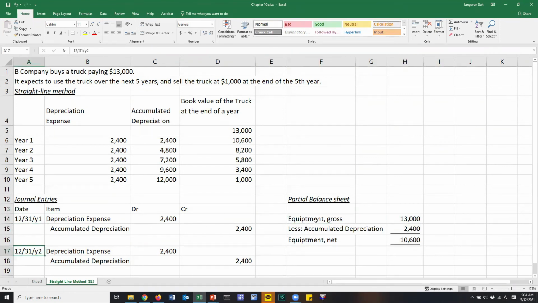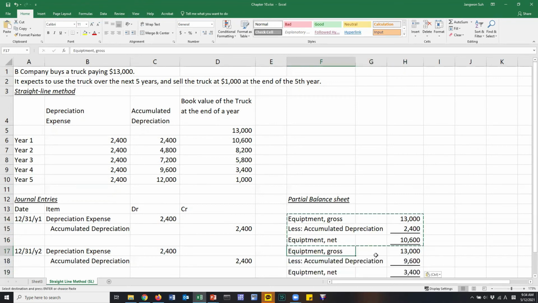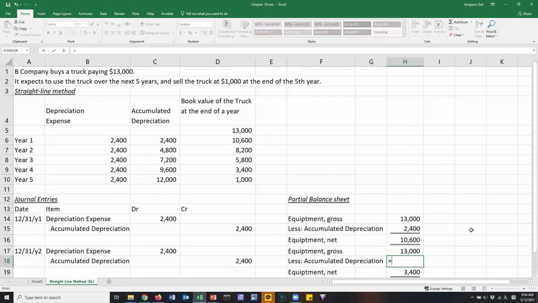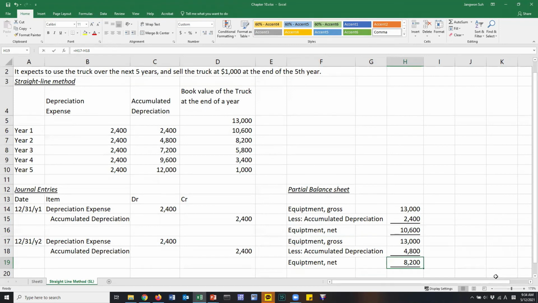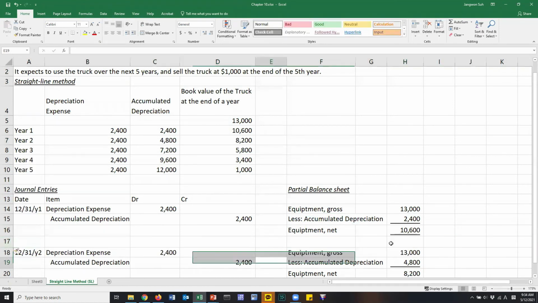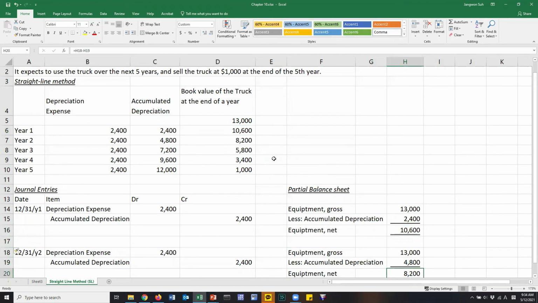In your second year end, your equipment gross does not change. But now at the end of the second year, you've accumulated 4,800, right? So your equipment net value is going to be the same as this value. At the end of the first year, the value is here. At the end of the second year, the value is here.